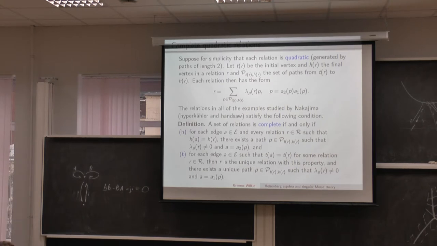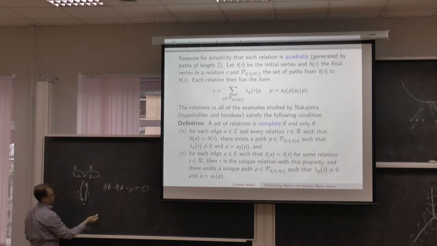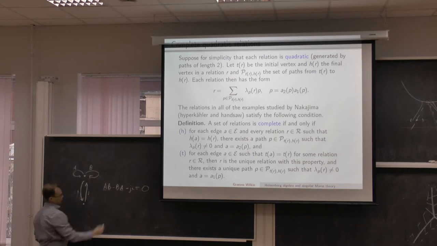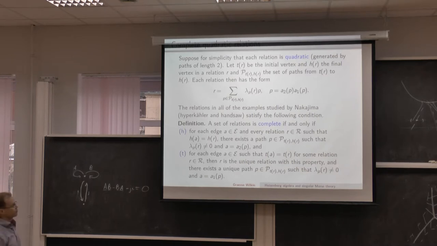And the second condition is that for each edge that is the tail of the vertex, so the initial vertex in the relation, then that must also satisfy a similar condition. In this case, the relation must be unique. So you can see I here has a tail at this vertex, so that appears as the second term in the relation. And the same with A and B as well. So this condition is satisfied in all of Nakajima's examples, and also in some other examples as well.